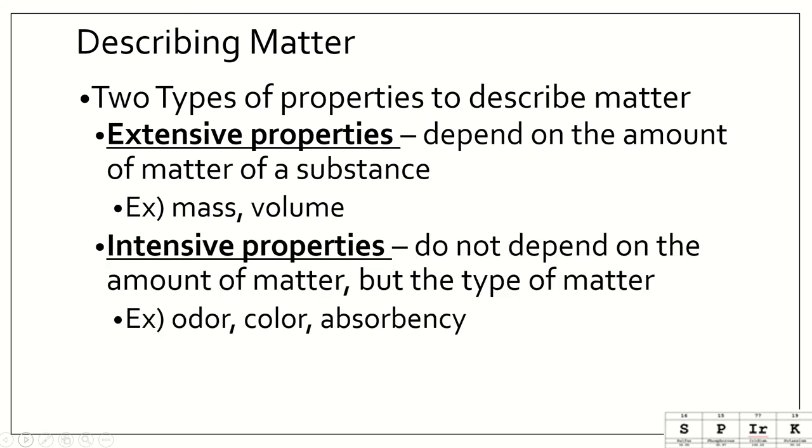Then there are intensive properties. Intensive properties do not depend on the amount of matter, but the type of matter. So some intensive properties are things like odor, color, and absorbency. So think about a crayon. If I have one red crayon, it is pretty red. And if I have 10 red crayons, they are still that red.